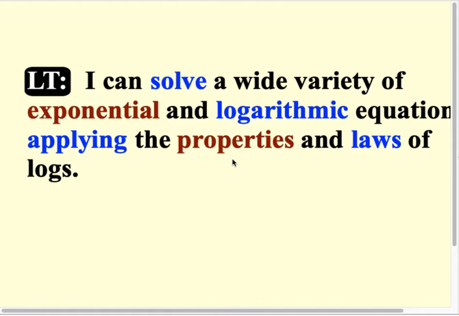Video notes for section 4.5. Today we're going to be solving exponential and logarithmic equations.